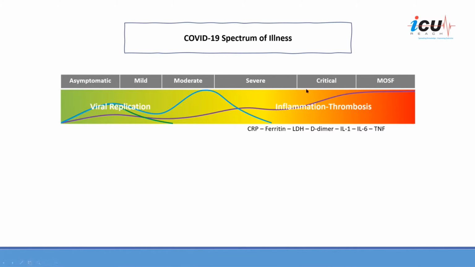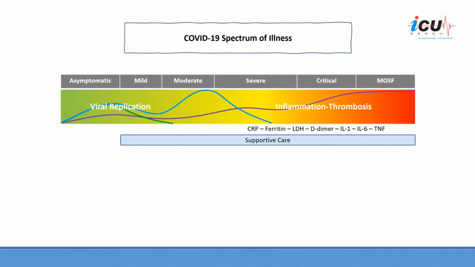So the 4 major markers that we can measure would be CRP, ferritin, LDH, and D-dimer. And in order to manage those patients, everybody would get supportive care, meaning treatment of symptoms or monitoring devices at home, and symptomatic medications. However, we need to define which patients would need antivirals.